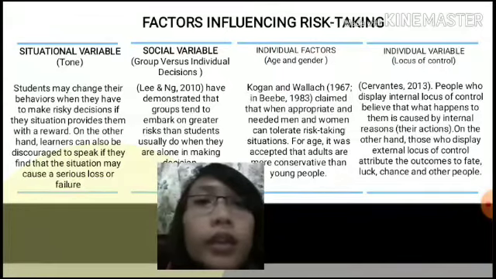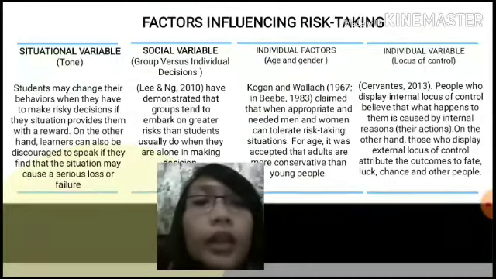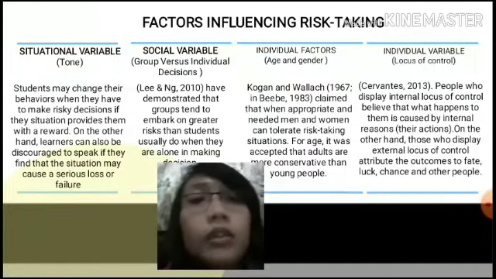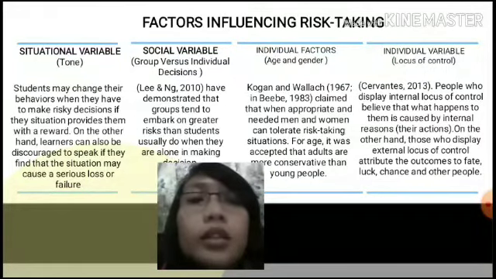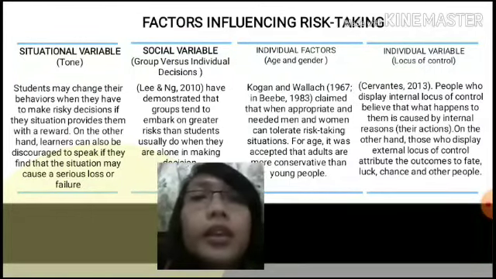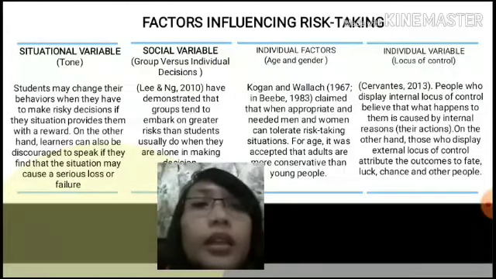Instead of that, external locus of control is about fate, luck, or chance. It means that the outcomes of their actions depend on luck, chance, and other people. A student who possesses external locus of control tends to be more risky than internal locus of control because they think that the outcomes of their action cannot be handled because it is beyond their control.